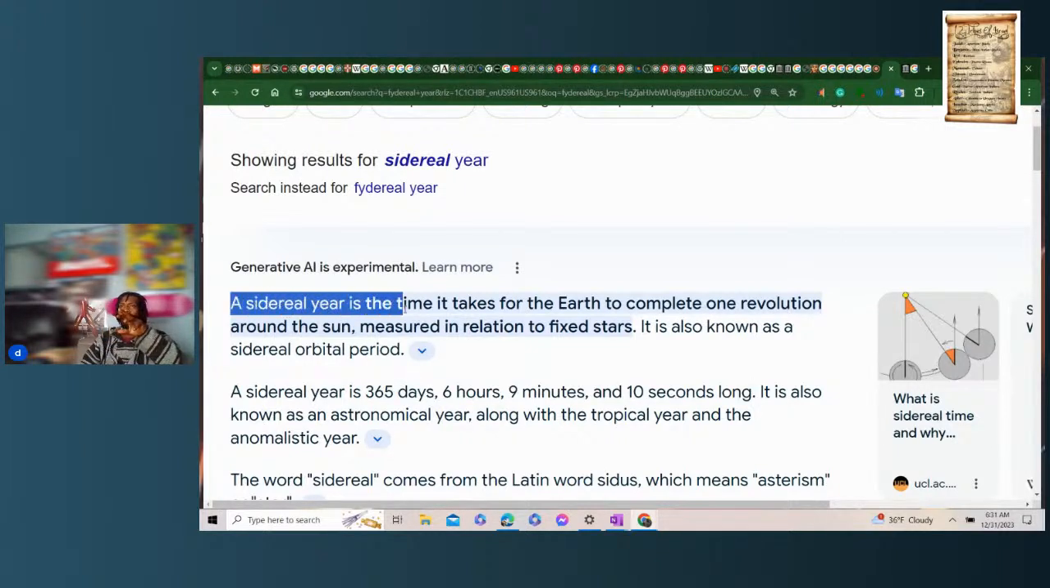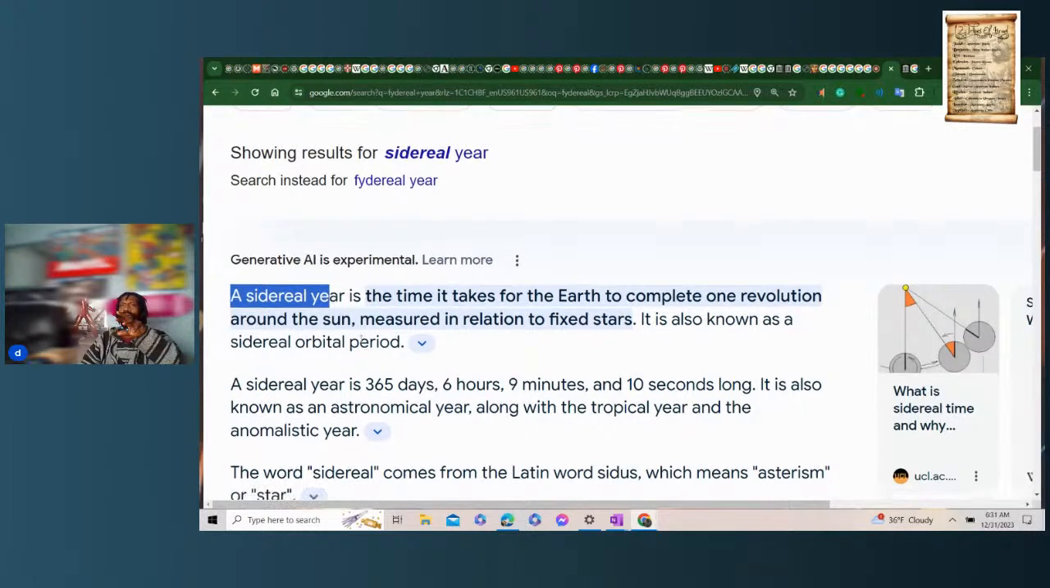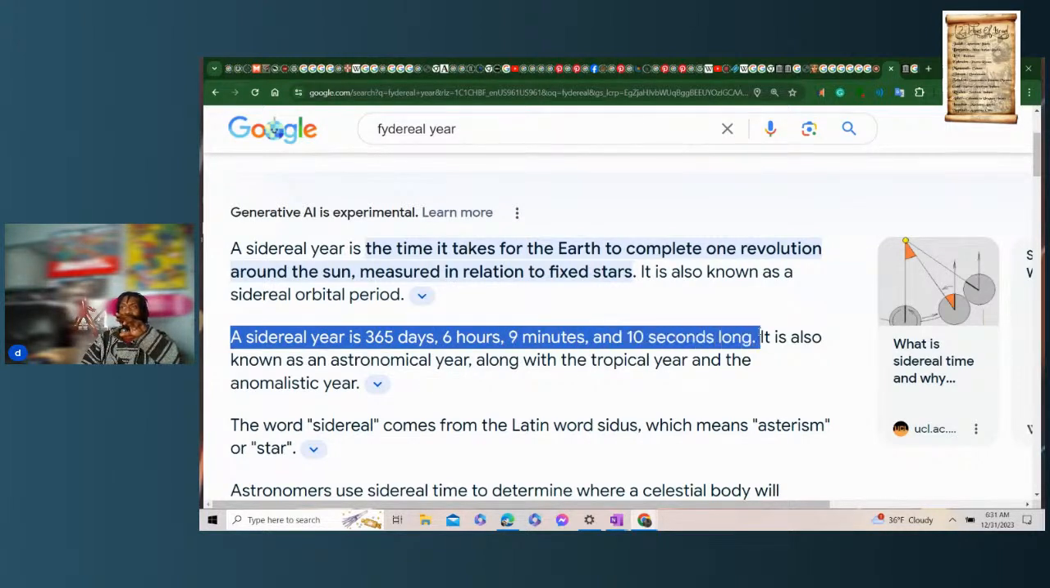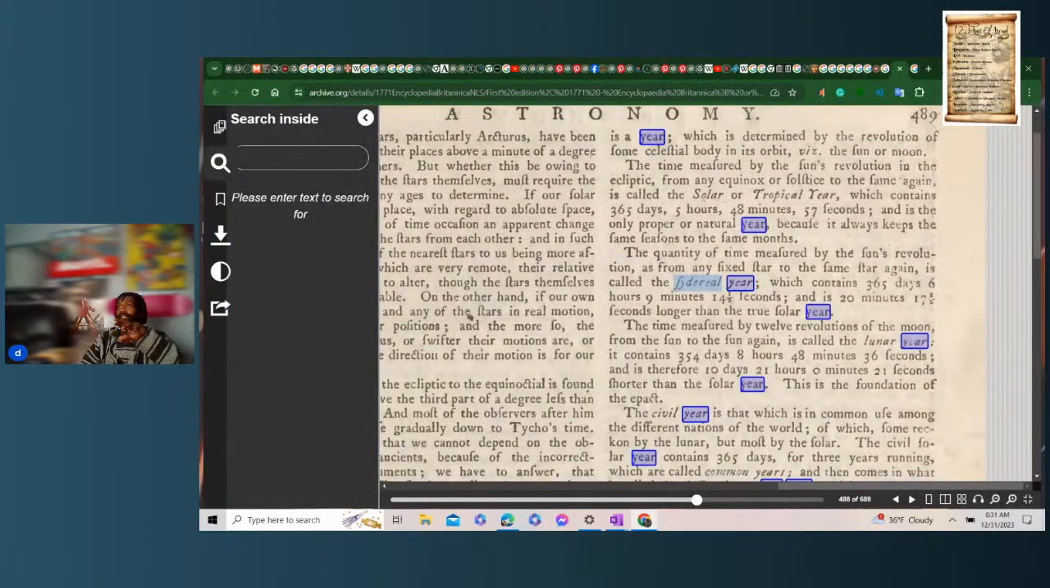A sidereal year. Hold on. Okay, we're looking at this time. A sidereal year is 365 days, 6 hours, 9 minutes, 10 seconds long. Now we're going to compare that to the Encyclopedia Britannica, the first edition, and see what it says about a sidereal year here. Okay, so it says a sidereal year contains 365 days, 6 hours, 9 minutes.